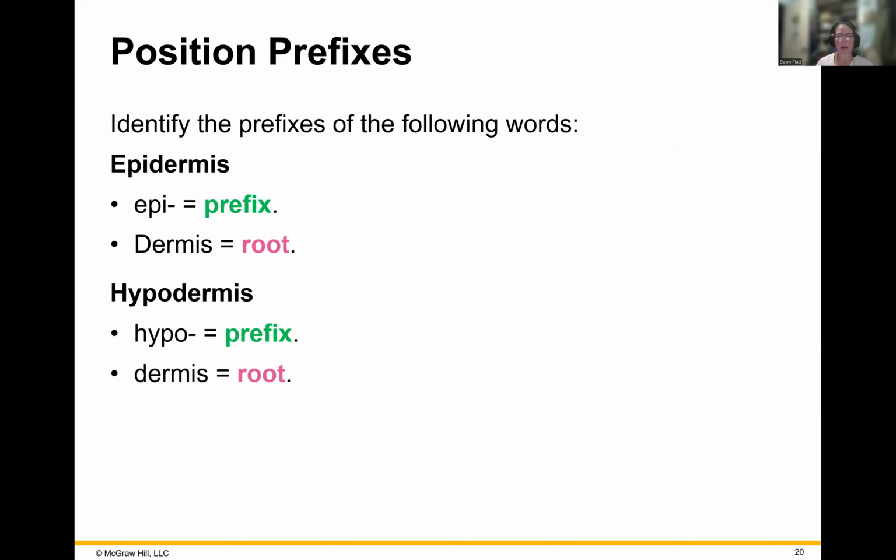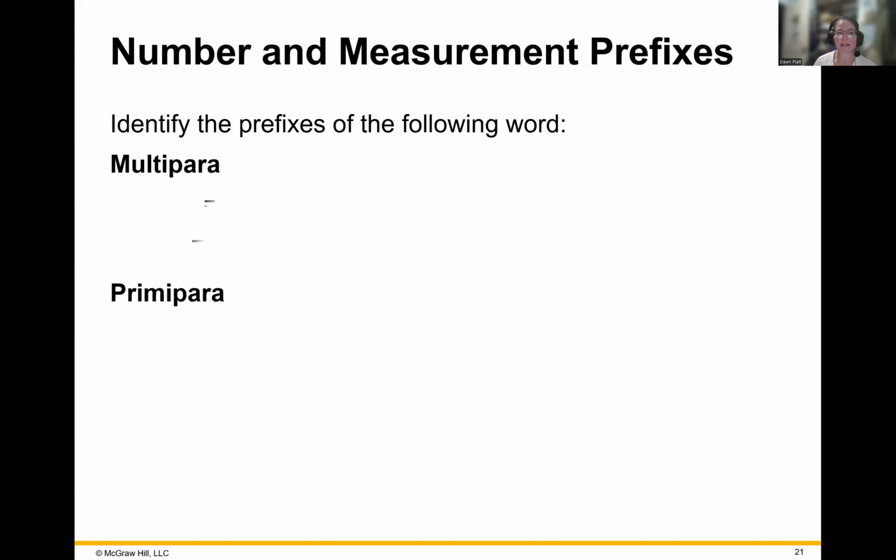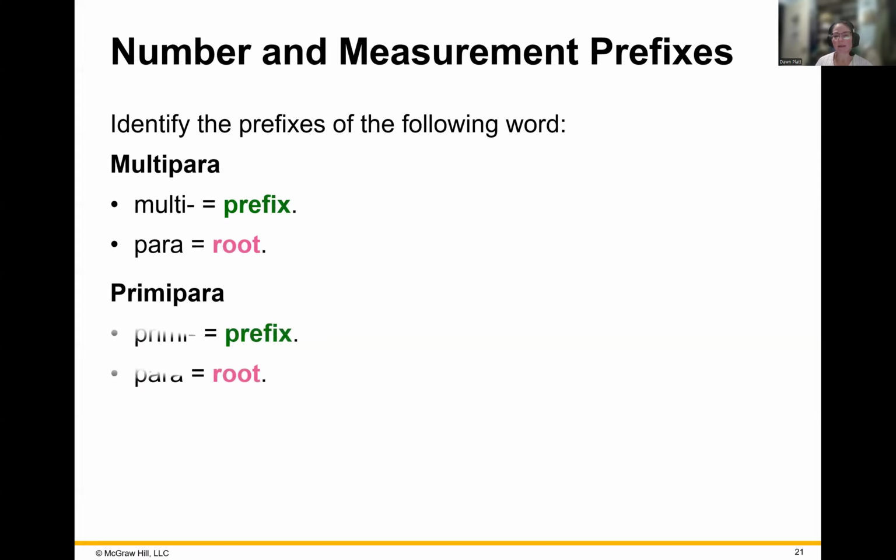So here are some examples of positional prefixes. We already talked about epi. Hypo is another one. Hypo means below. So again, a couple different prefixes. And then we've got number and measurement prefixes. Again, here are some examples of number and measurement prefixes.